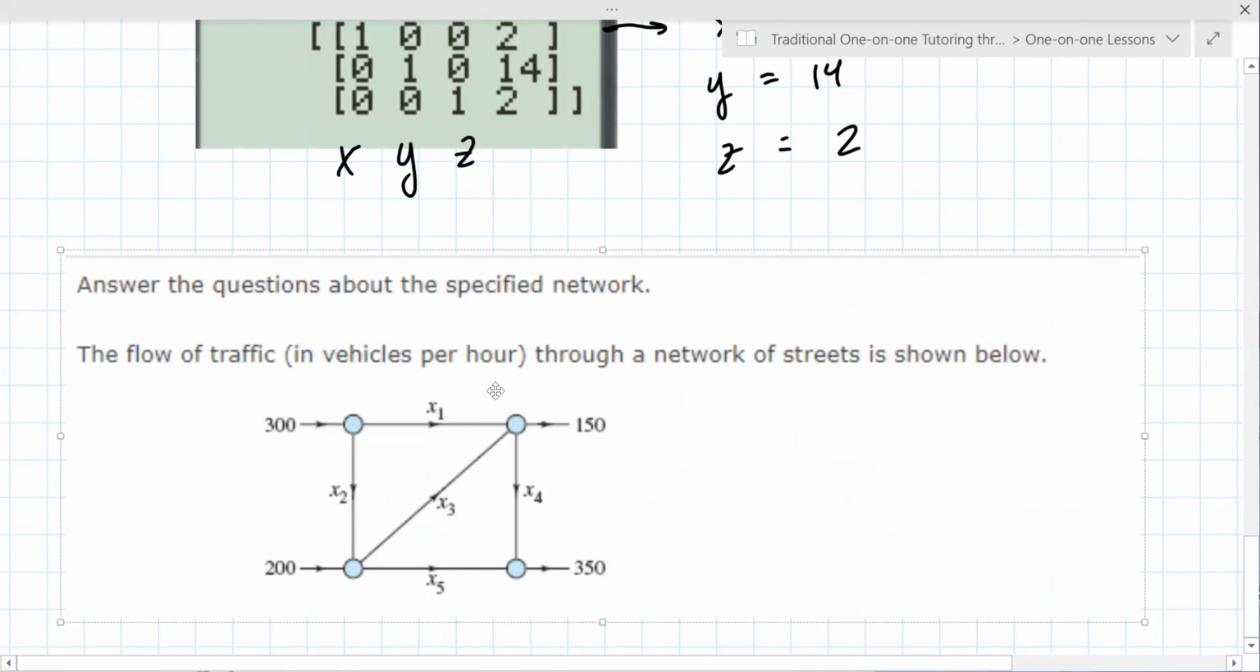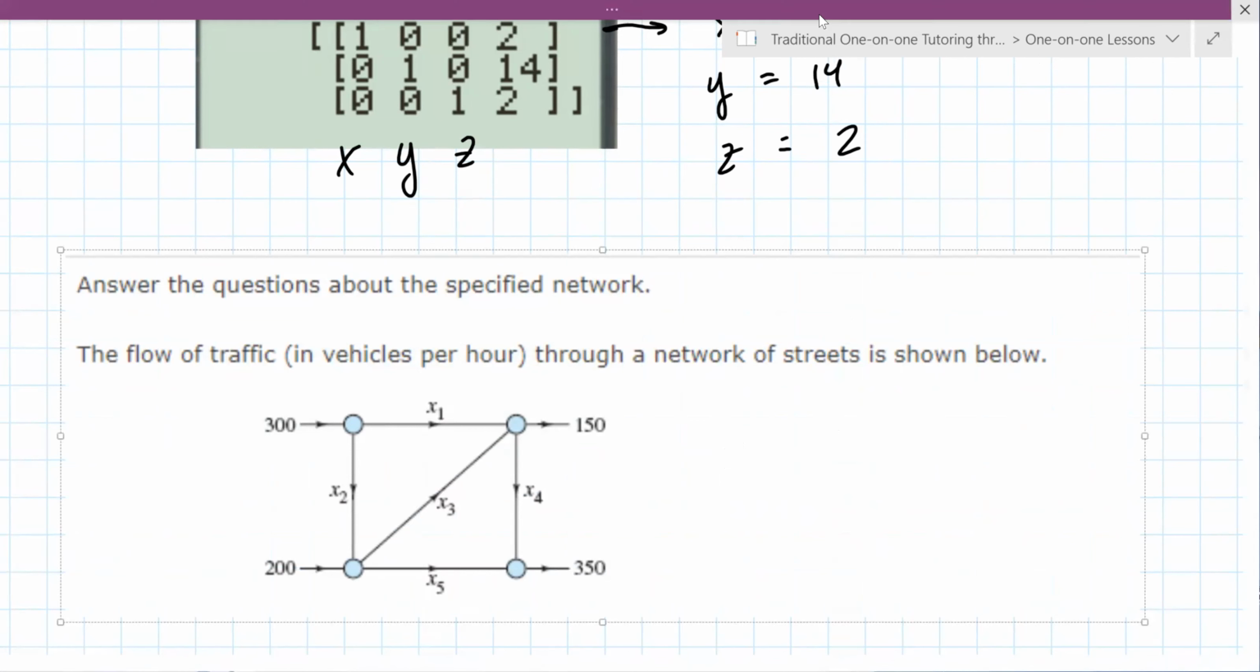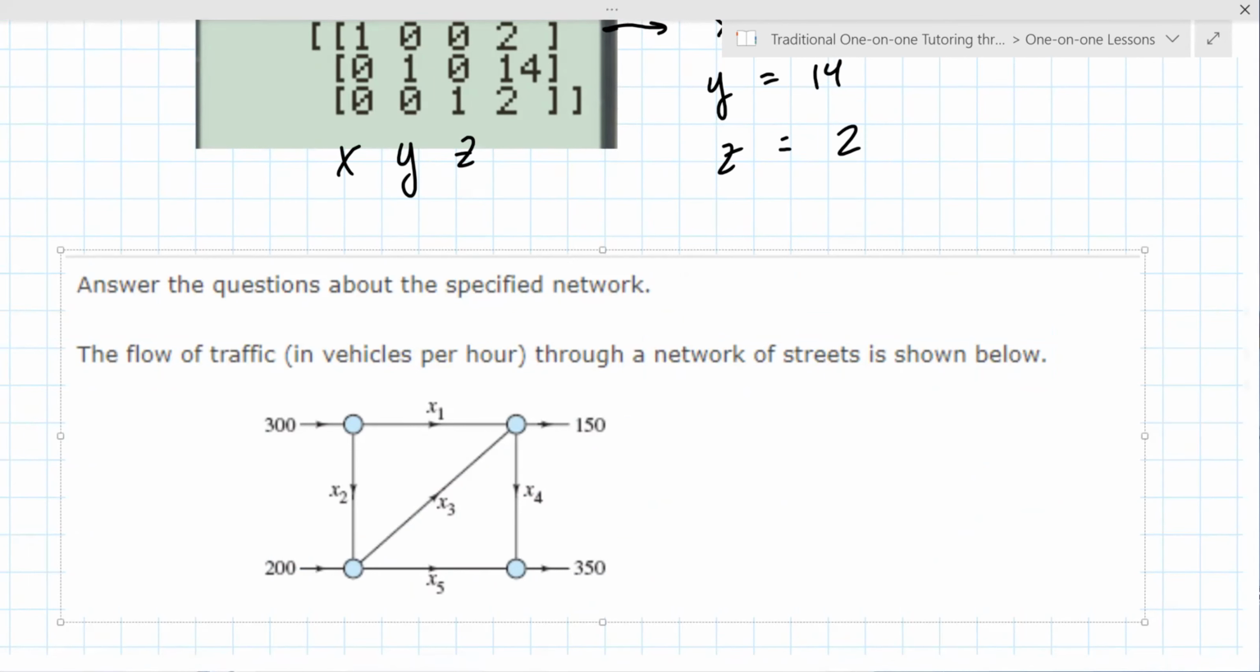Okay, so X1, X2, X3. Oh man. I gotta look this one up. I haven't done one of these in a long time. Oh, I have this one done if you want me to help. Absolutely. Talk me through it.